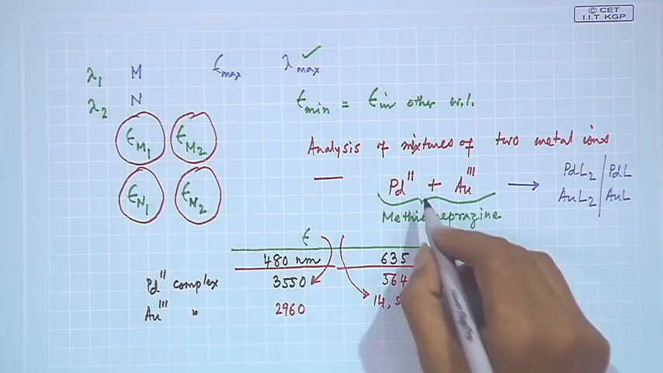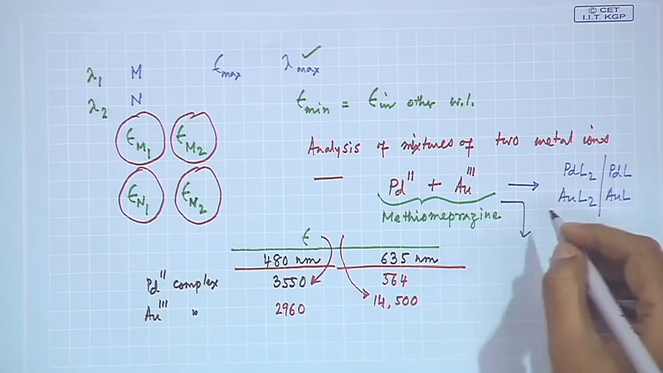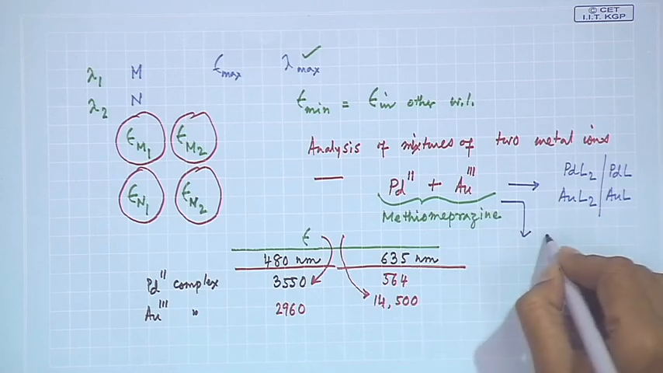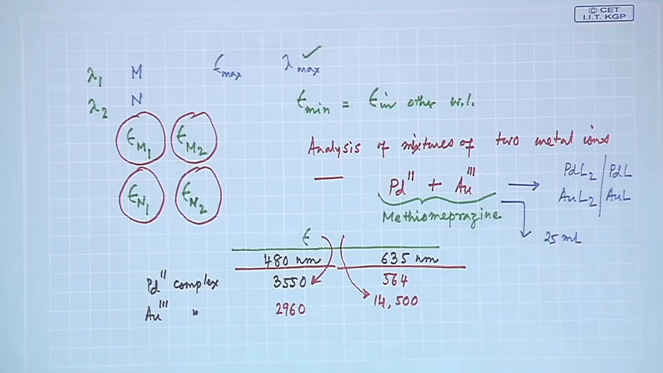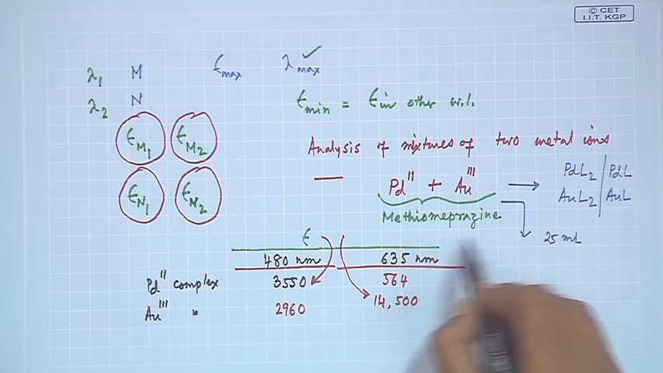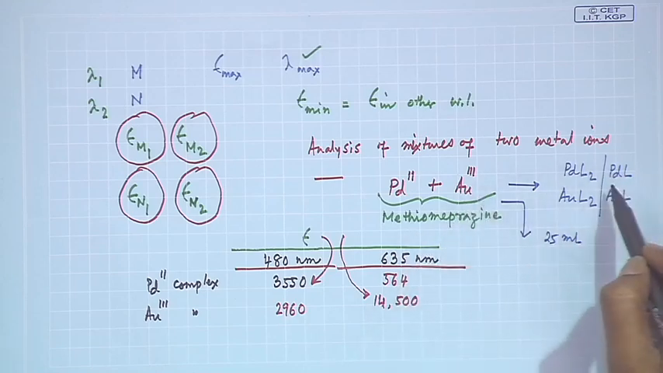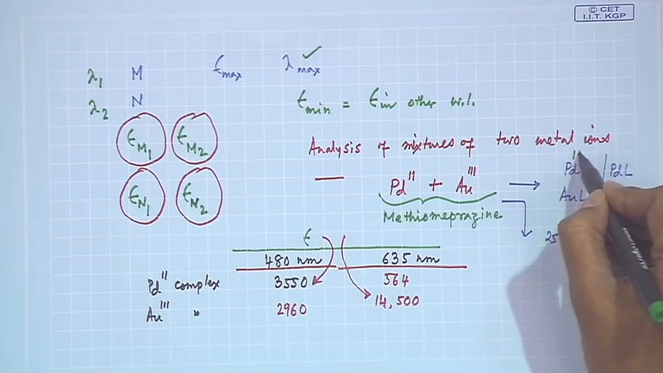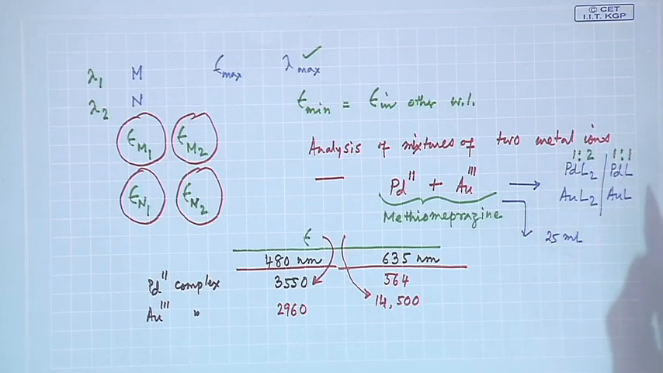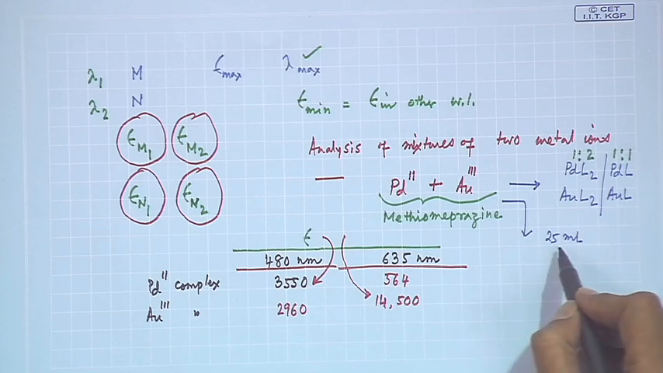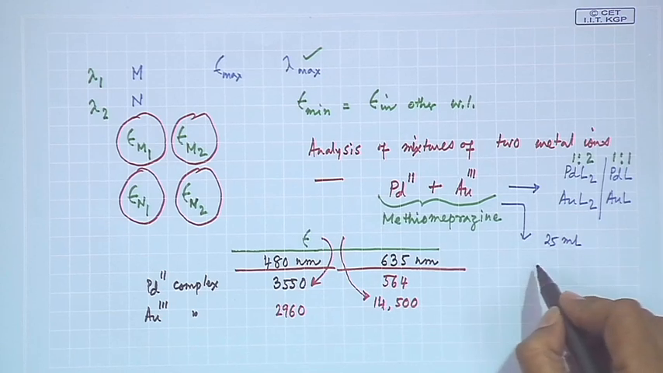In a mixture of these two, what we do is add 25 milliliter of this reagent solution. This 25 milliliter of reagent is an excess quantity. It is not that we are following a ratio of 1:2 for this type of complexation or 1:1 for that type, but we are putting this particular reagent in excess.